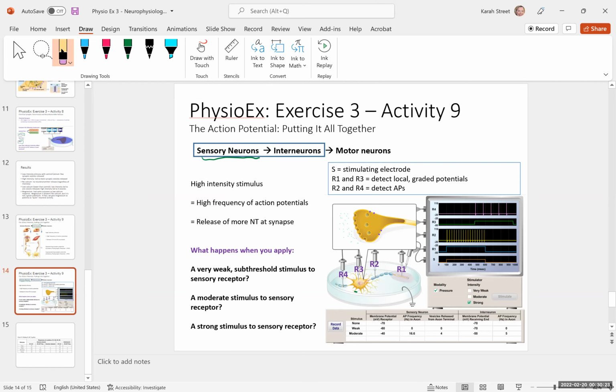Recording electrode one is in the soma of the sensory neuron. It will detect graded potentials. Recording electrode number two is in the axon of the sensory neuron. It will detect an action potential in that sensory neuron. Recording electrode three is in the soma or cell body of the interneuron. It will detect a graded potential. And recording electrode four is in the axon of the interneuron. It will detect an action potential. In sum, recording electrode one and three are in the cell bodies and they will detect local graded potentials. Recording electrode two and four are found in the axons. They are going to detect action potentials. Again, recording electrode one and two are in the sensory neuron, and recording electrode three and four are in the interneuron.